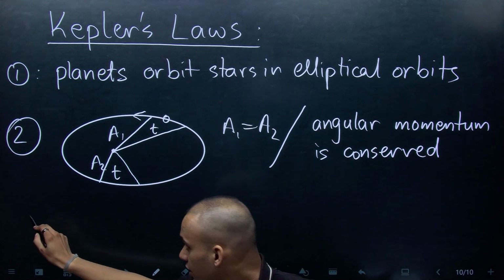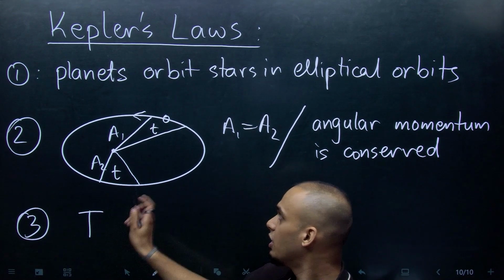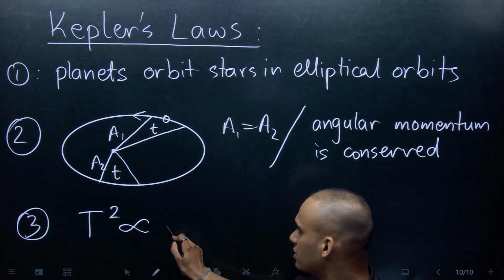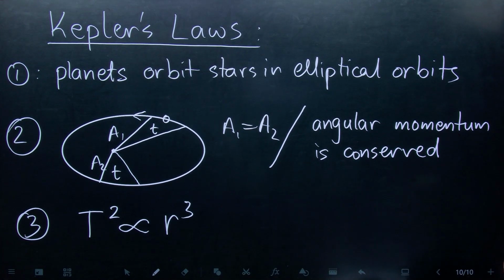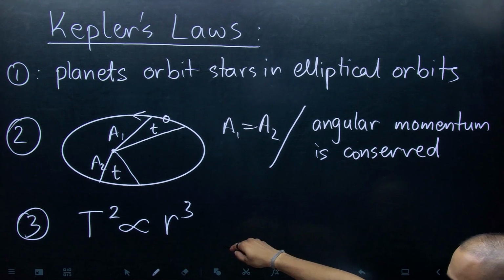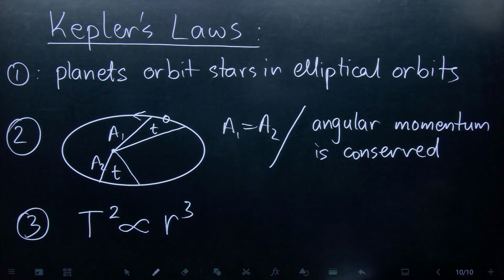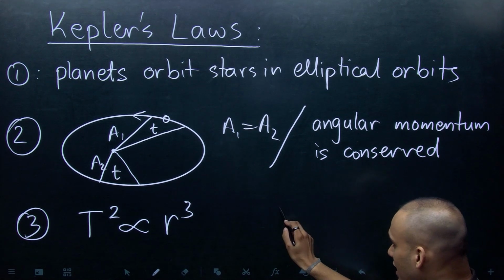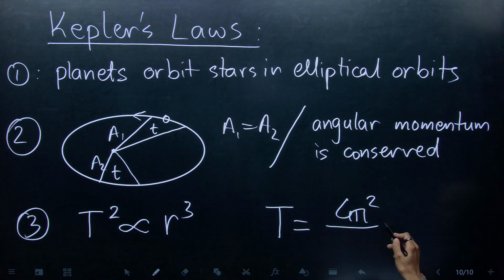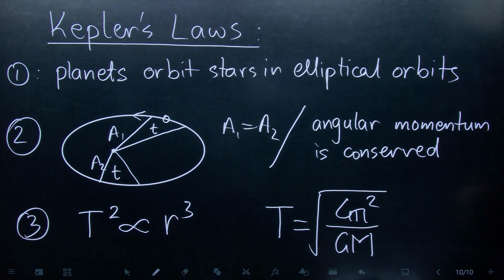And third, Kepler's law says that the time period of a planet orbiting a star goes as the power 3 by 2 of the radius, that is the average distance between the planet and the star in the ellipse. We call that the planetary radius. The exact statement is that time period is equal to the square root of 4 pi square upon GM, into r raised to 3 by 2. This is the exact value of the time period from the radius.